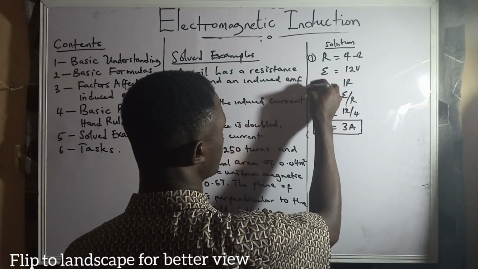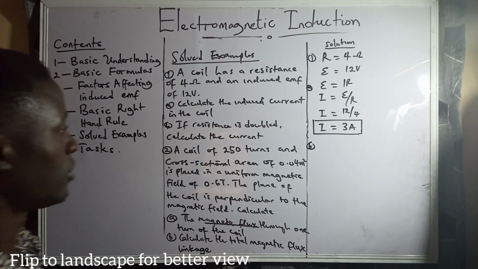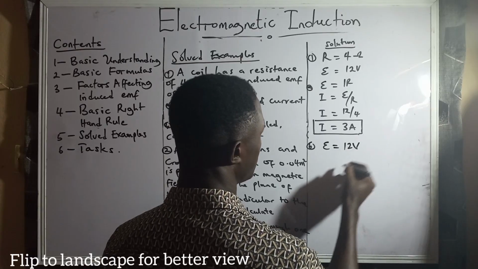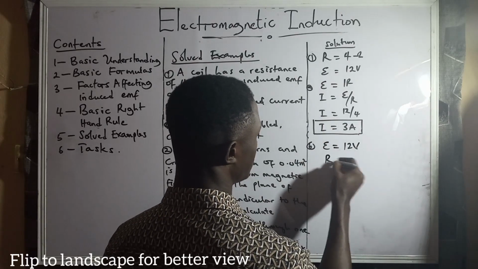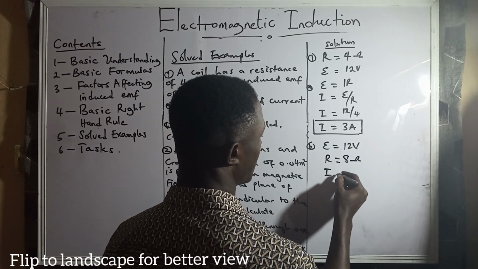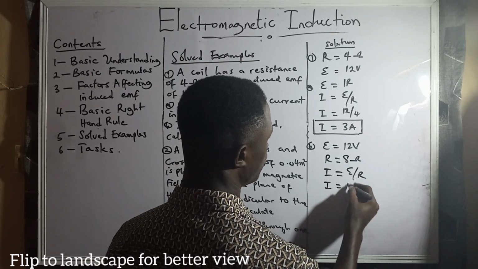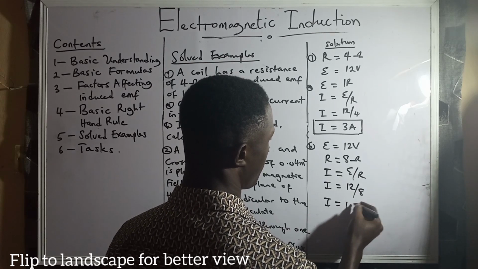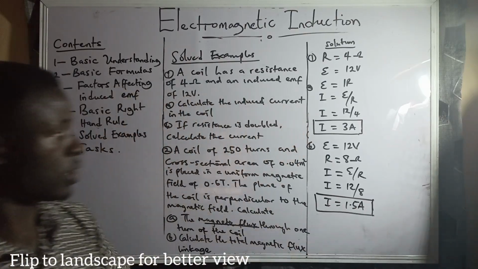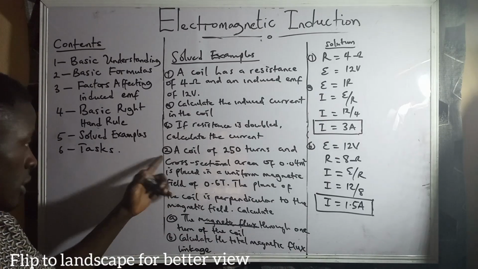This is A. Then B. They say if the resistance is doubled, calculate the current. Now, the induced EMF remains the same, but we are now doubling the resistance. The resistance formerly was 4. If we double it, it will give us 8 ohms. Now, let's calculate the current. Current is equal to E over R. Current is equal to 12 over 8. And that gives us 1.5 amperes. So you can take a screenshot and write down the solution. So let's go to the second one, number 2.